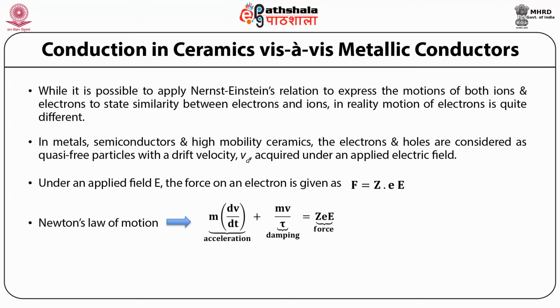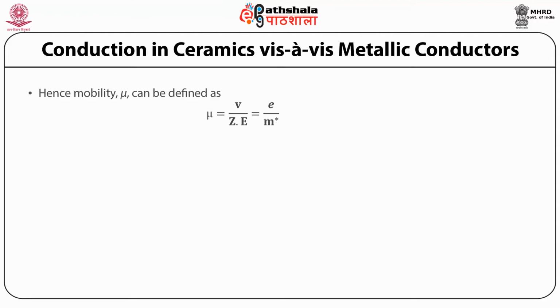So where m is the mass of the carrier, v is the velocity and tau is the relaxation time. Under steady state conditions, that is when carrier motion reaches a steady state, then dv/dt is equal to 0. Now comes the conduction in ceramics through metallic conductors.